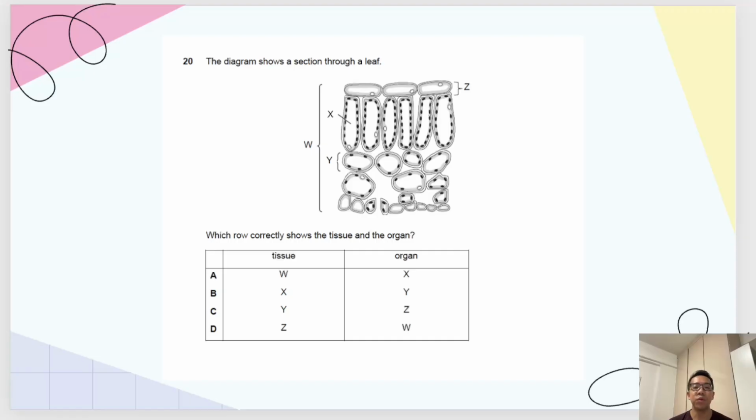Last but not least, let's move on to the final question for today's video, which is question 20. This question shows a cross-section of a leaf with a collection of cells, as seen here, and you as the student need to figure out which letter constitutes a tissue and which shows an organ.